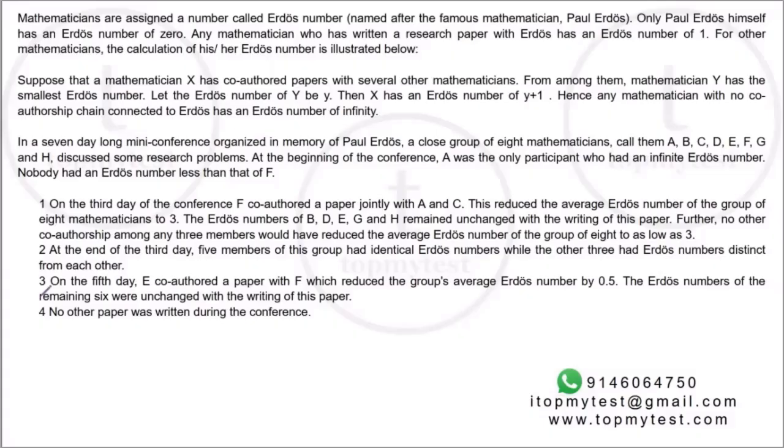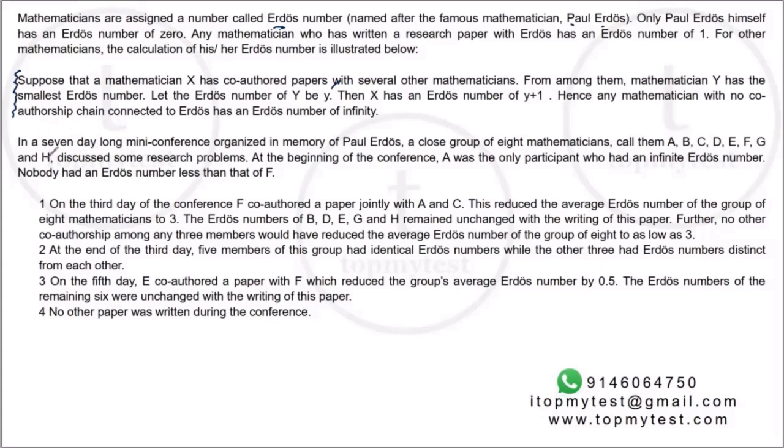Okay, let's look broadly at what the question says. It says mathematicians are assigned a number called Erdos number, named after famous mathematician Paul Erdos. Only Paul himself had an Erdos number of 0. Any mathematician who had written a research paper with Erdos had an Erdos number of 1. For other mathematicians, the calculation of his or her Erdos number is given below. So there is a rule for calculating the Erdos number.